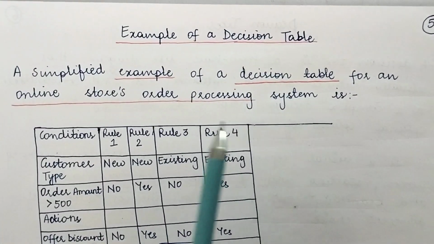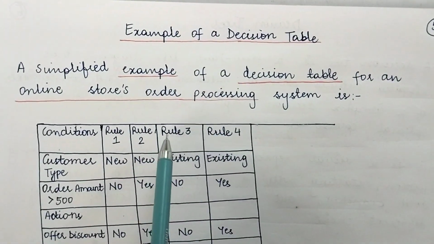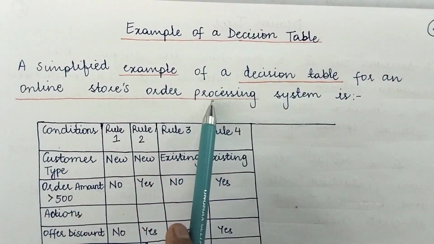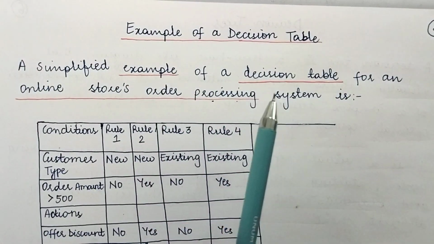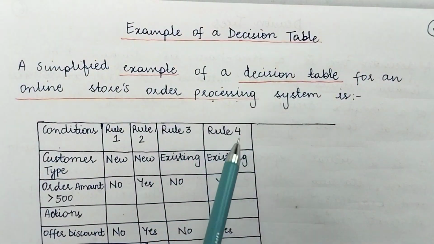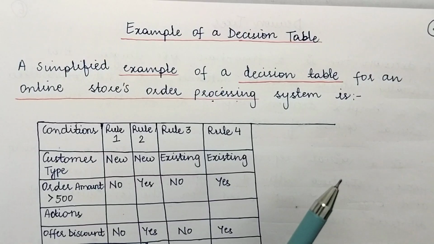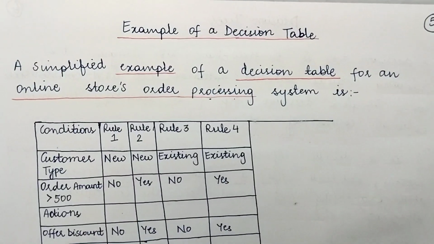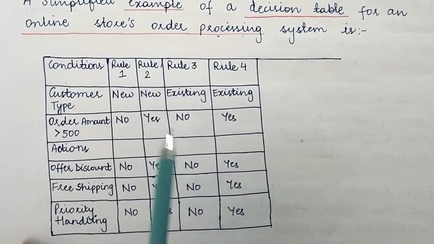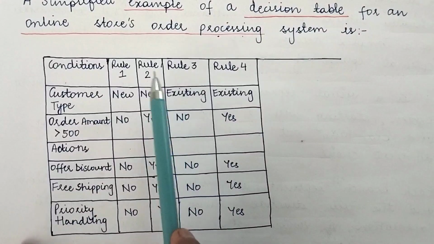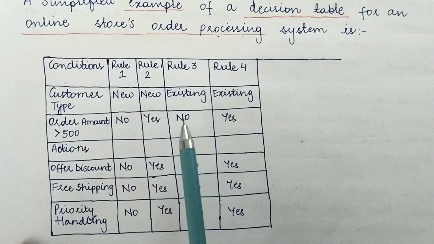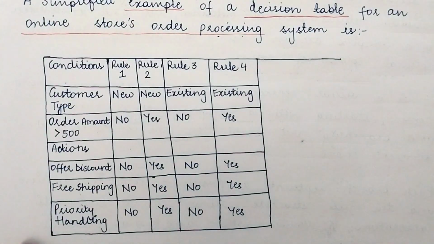Example of a decision table, if we see, it is a simplified example. The example that we are seeing is a simplified example of a decision table for an online store's order processing system. So here we are making a decision table for an online store's order processing system as to how the order will be processed depending upon certain conditions. So here you can see this is a tabular form. That means in a table we have various rows and columns. So this is basically what this tabular representation is, the decision table for an online order processing system.